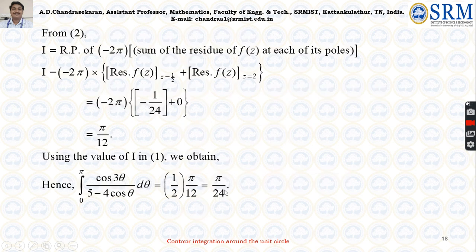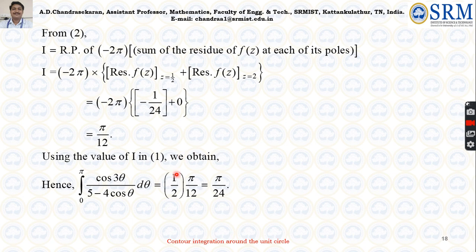So now using the Cauchy's residue theorem in equation number 2, I is equal to real part of 2 pi into sum of the residues. So I is equal to 2 pi into residue of f of z at z equal to 1 by 2 plus residue of f of z at z equal to 2. At 1 by 2 the value is minus 1 by 24. At z equal to 2, the value is 0 because it lies outside. So to simplify this, we get pi by 12, but this is the I value only. So using this I value, we get the required one.